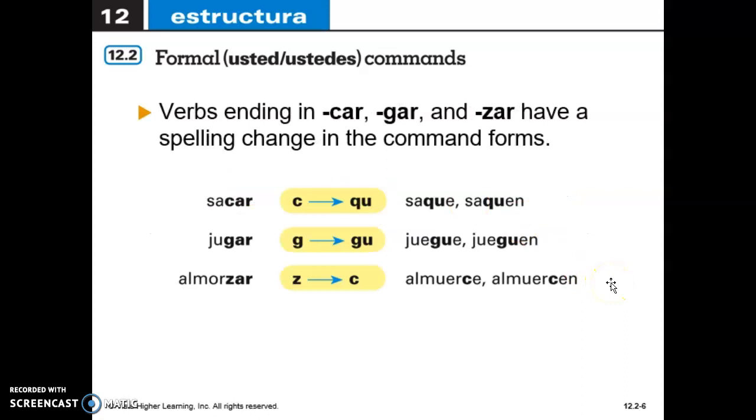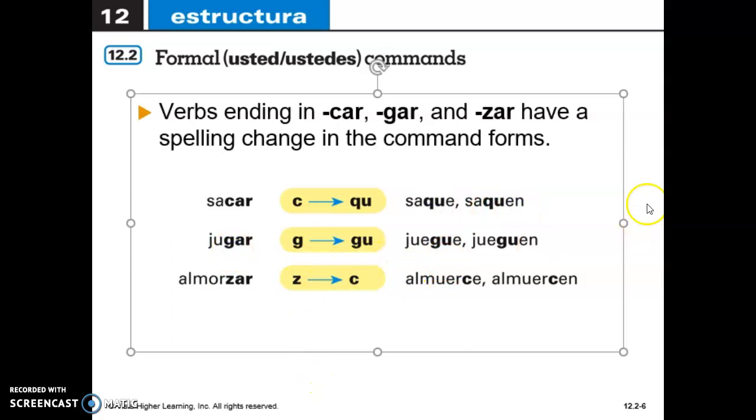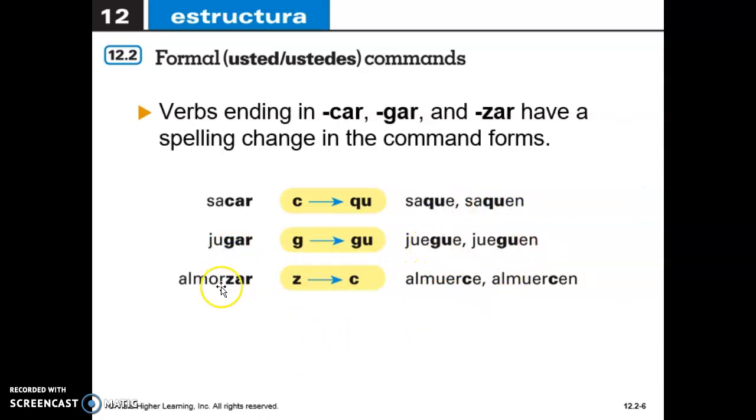Same thing in here with the verbs ending in car, gar, or sar. If they have a change that we have already talked about, they will keep that change when we use these in commands as well. Sacar will be saque or saquen. Remember, we are talking about singular over here and plural over here. Jugar, juegue, jueguen. Almorzar, almuerce, almuercen. So we can see that same irregularity happening with the commands in singular or plural.